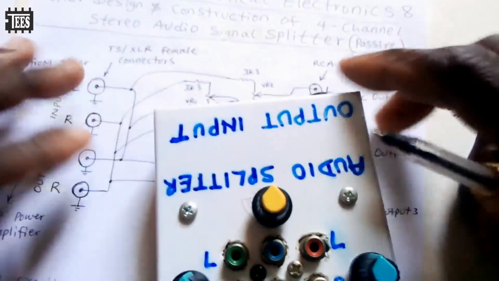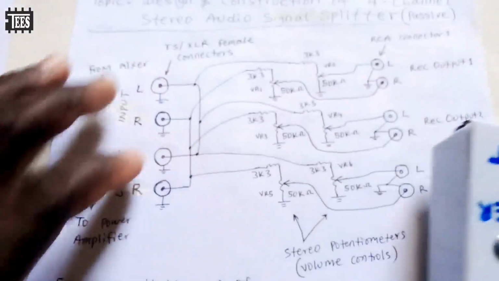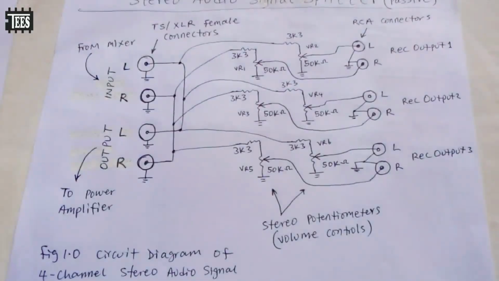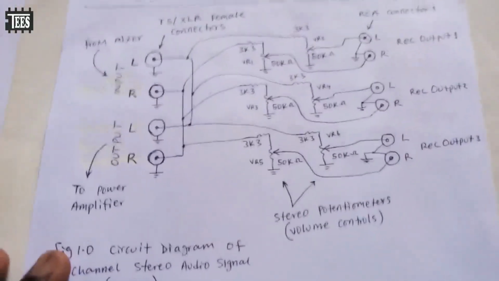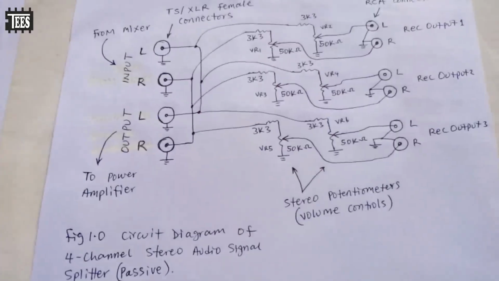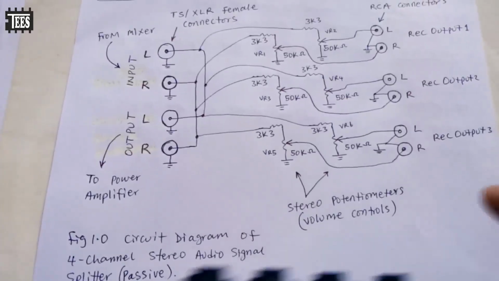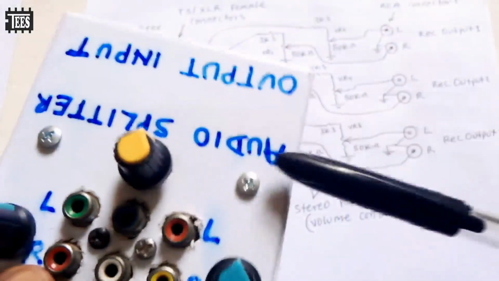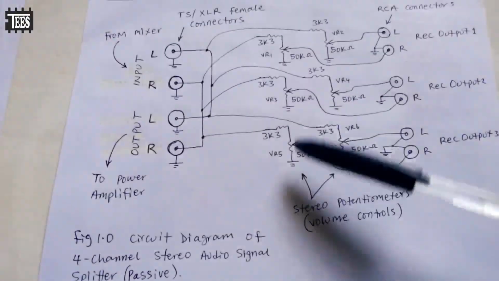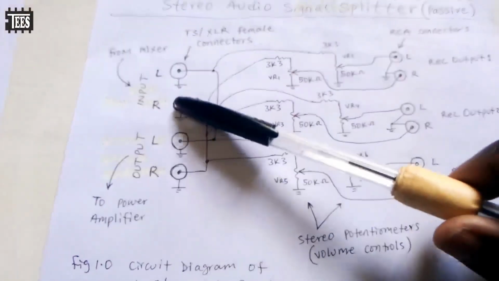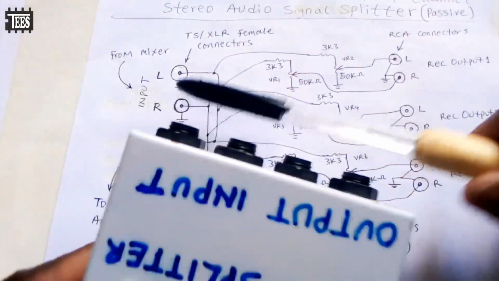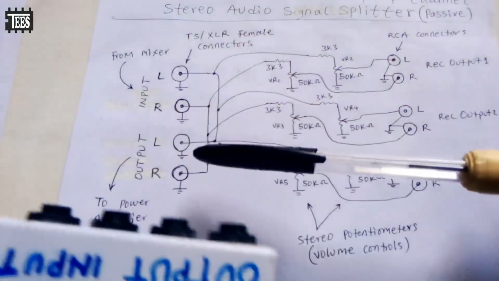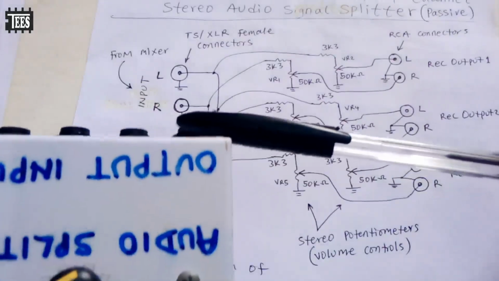So let's go take a look at the circuit diagram. This is the circuit diagram of the 4-channel audio signal splitter. It's passive, just like I've said. You don't need any power supply for this, no batteries, nothing to power this. So what we have here, these are the inputs, and these are the outputs.